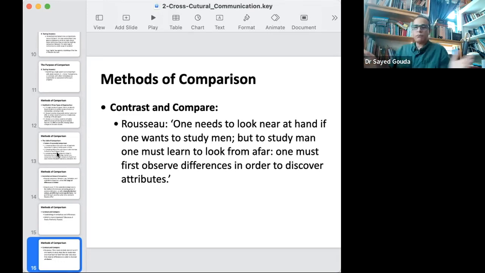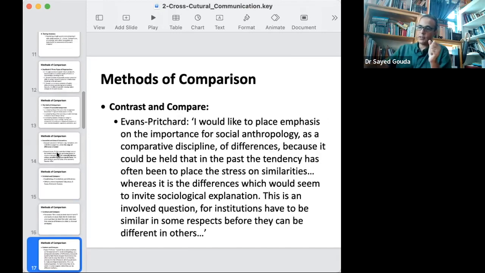Because we live in community with people, we are so close to people. But in order to study these people around us, we need to distance ourselves from them a little bit in order to understand them. One must first observe differences in order to discover attributes. In order to discover the similarities between two things, we need first to observe the differences. So here we find that Jean-Jacques Rousseau prefers to focus on the differences, not on the similarities.